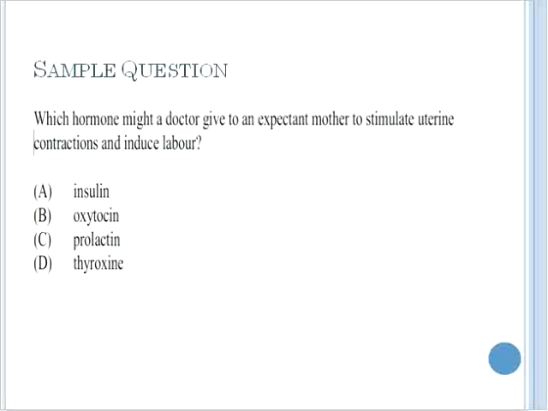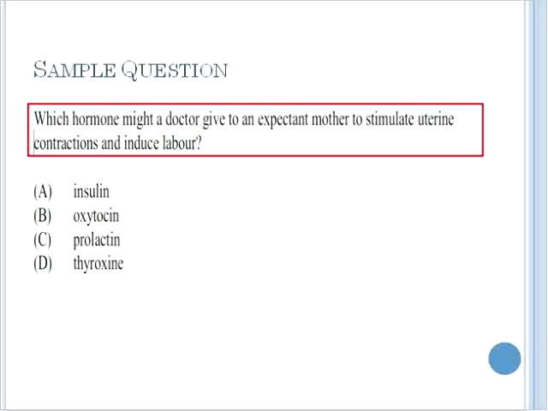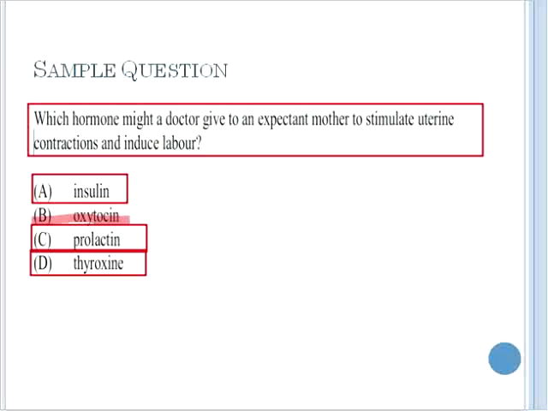This question from a previous public examination asks, which hormone might a doctor give to an expectant mother to stimulate uterine contractions and induce labor? This question asks which hormone is involved in the positive feedback loop that contributes to the labor process. Insulin is secreted by the pancreas and affects blood sugar levels. Thyroxine is involved with metabolism, the thyroid gland. Prolactin is involved in milk production. The correct answer is B, oxytocin.